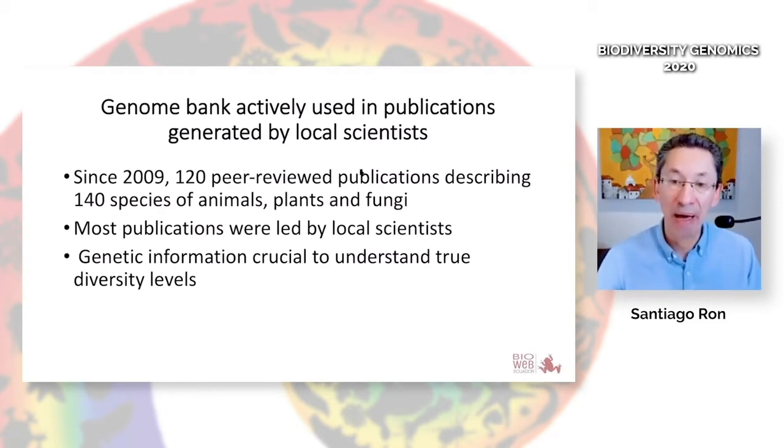Thanks to our genome bank and the hard work of dozens of local scientists, we have generated since 2009 over 120 peer-reviewed publications describing over 140 species of animals, plants, and fungi. Most publications were led by local scientists, and what is most important is that the genetic information that we are obtaining from our genome bank is essential to understand the true level of biological diversity that we have in Ecuador, a mega diverse country.